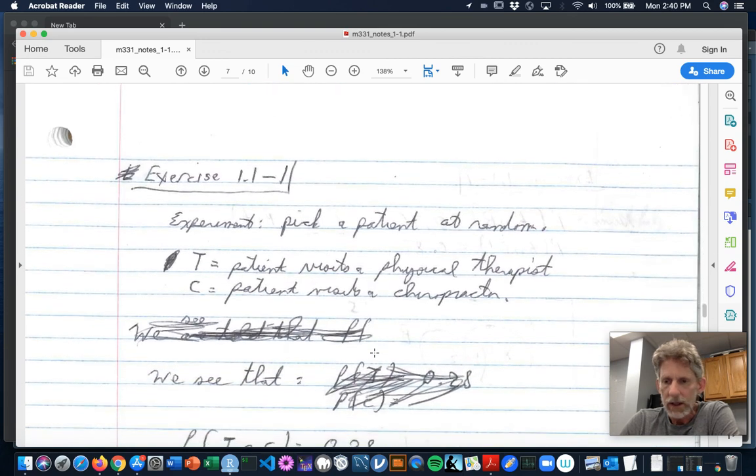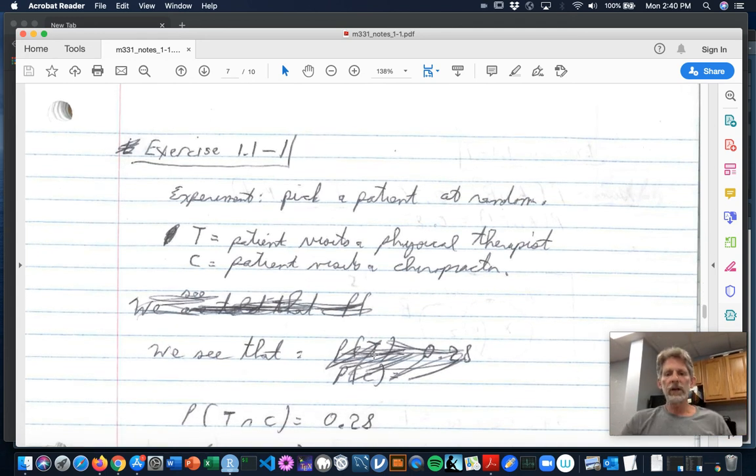Okay, that's the main content of section 1.1. We want to try a few sample exercises to apply it, and I'll do that in a separate screencast.